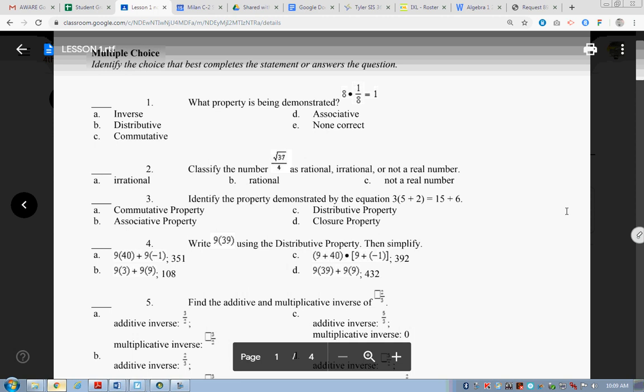All right, number 2, we have this number. It's the square root of 37 over 4. Is that rational, irrational, or not even a real number? You say it's rational? Somebody says not a real number. If it's not a real number, what is it then? We would say it's imaginary, right?